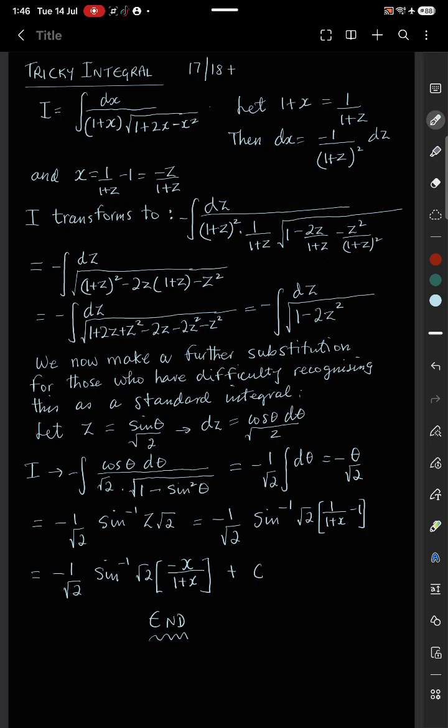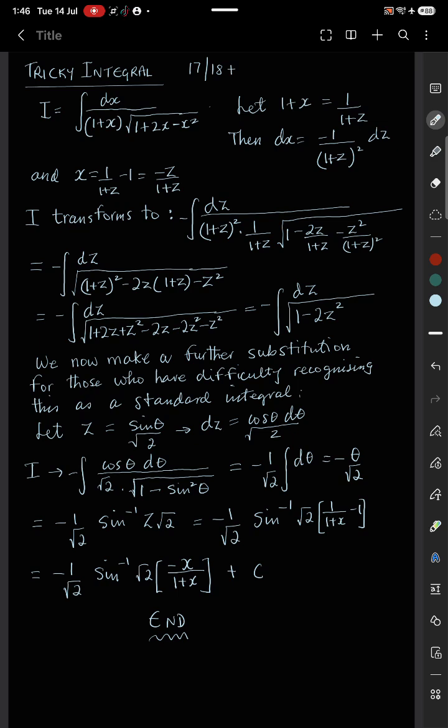I'm now going to make a further substitution in case you have a little bit of difficulty recognizing that as a standard integral. And so we let z equal sine theta over root 2. So then dz equals cos theta d theta over root 2. And the integral is minus the integral cos theta d theta all over square root of 2, then square root of 1 minus sine squared theta, which of course is square root of cos squared theta, which is cos theta. And that cancels out with the cos theta on the top.